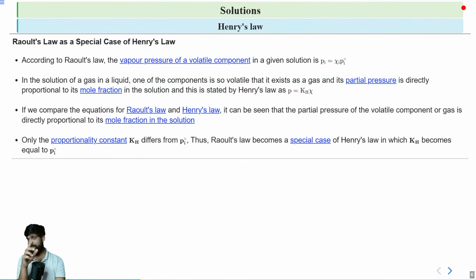What did I say? We have first seen what Raoult's law is. Raoult's law says that Pi is equal to Xi Pi naught. Similarly, Henry's law says that P is equal to Kh chi, or you can also write it as Pi is equal to Kh chi i. Now Henry's law is applicable to gas dissolving in liquid, and Raoult's law is applicable to liquid dissolving in liquid. Got it? So whenever we are changing the phase, the proportionality constant is changing. Here it was Kh, and now that Henry's constant has turned into P naught i, which is the pressure of your pure solvent.